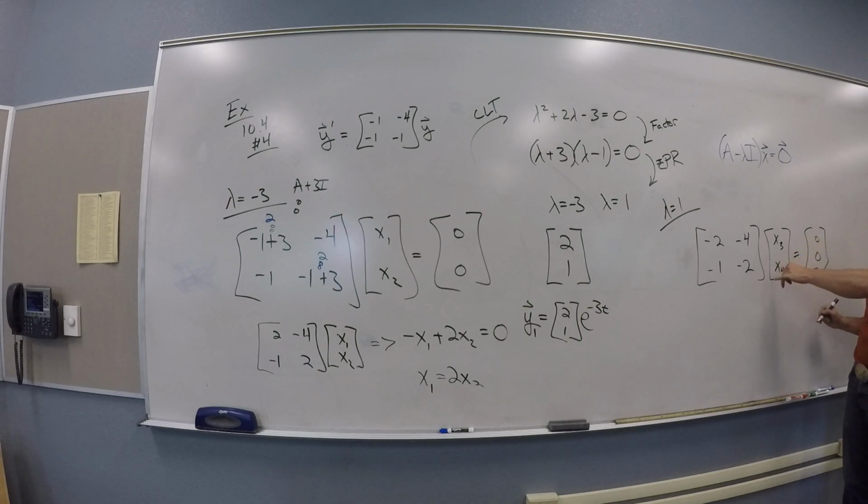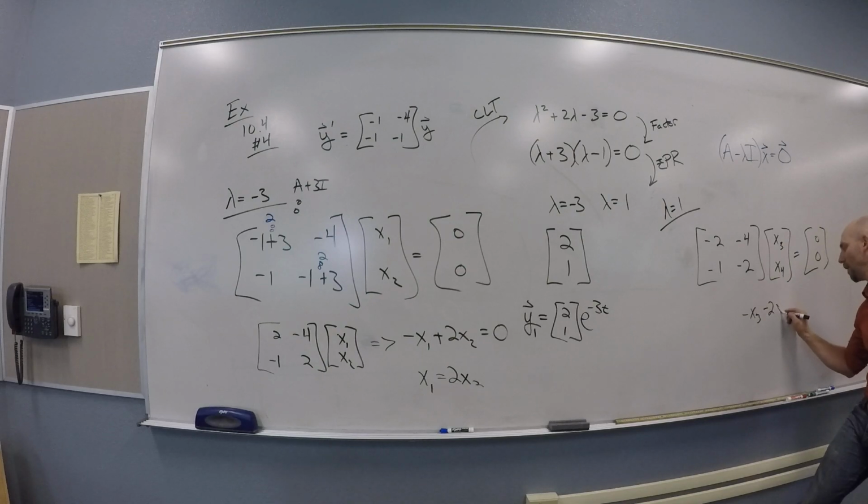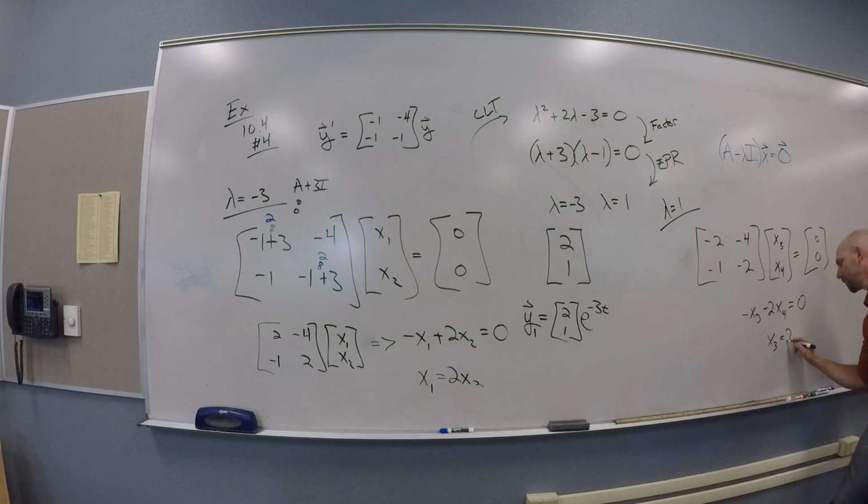And you'll notice on your second row there you get minus x3 minus 2x4 is 0. So that would tell you x3 is 2x4. What did I screw up? You can see what I screwed up? Yeah, I lost a minus sign.